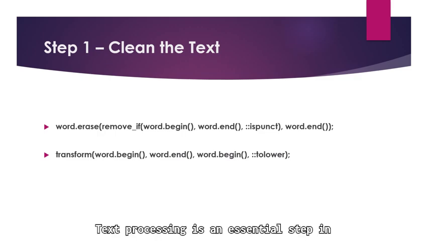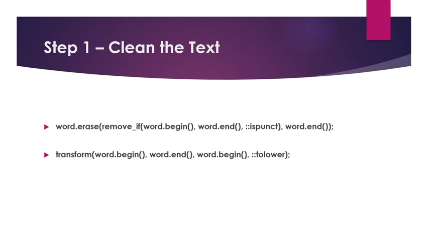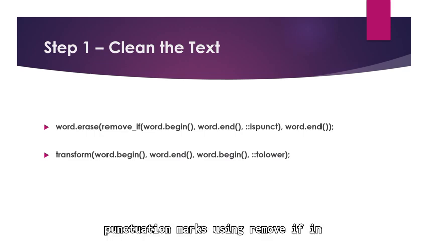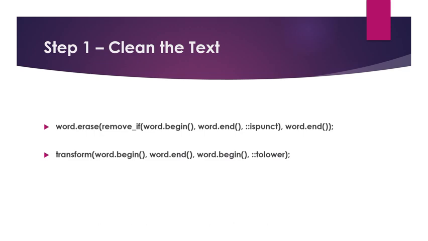Text processing is an essential step in any text-based program. First, we remove punctuation marks using remove_if in combination with ispunct. This ensures that symbols like commas, periods, and quotation marks don't interfere with word separation. Then we use transform to convert all characters to lowercase, making our comparison case insensitive. Without these steps, we would end up with misleading duplicates like Word and word being counted separately.